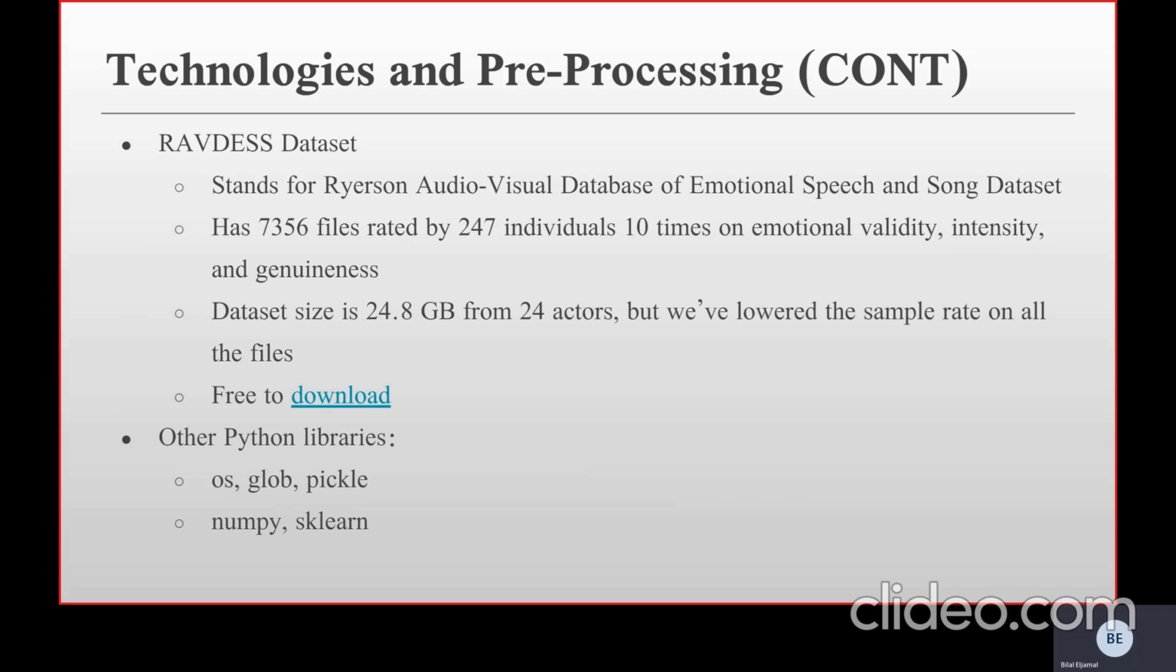It stands for Ryerson Audio-Visual Database of Emotional Speech and Song. It's a shared database. You can download it. It's free. It contains 7,356 files rated by 247 individuals, 10 times on emotion validity and intensity. The size of this dataset is 24.8 gigabytes from 24 actors, but we've lowered the sample rate on all the files so as to be able to download and process them through our Python code. Also, we've used other libraries such as OS, Glob, Pickle, sklearn, and NumPy.